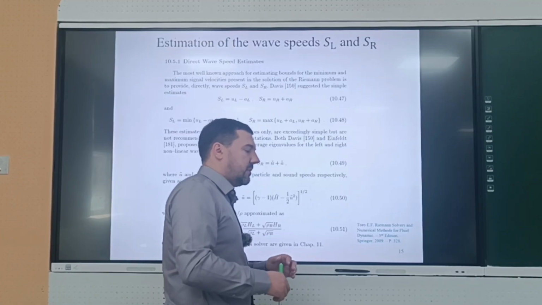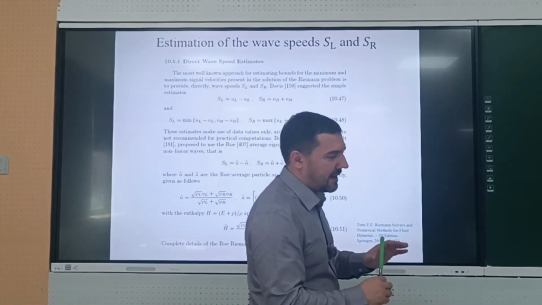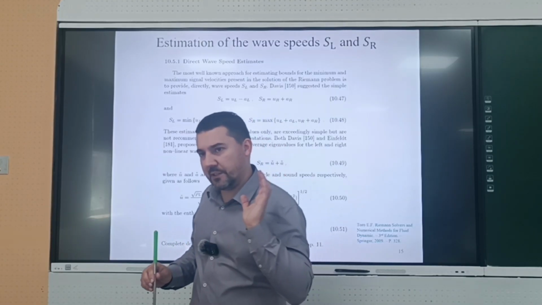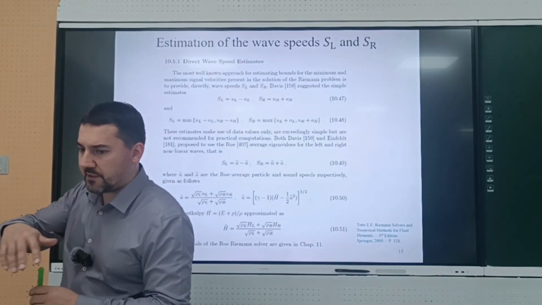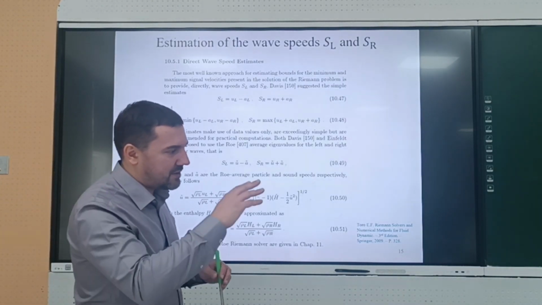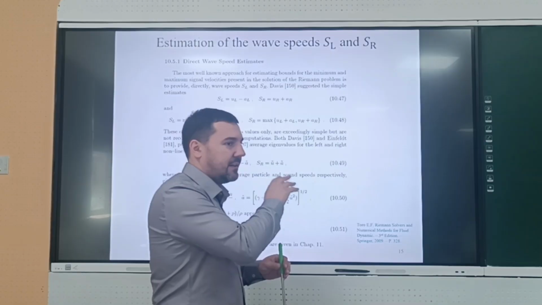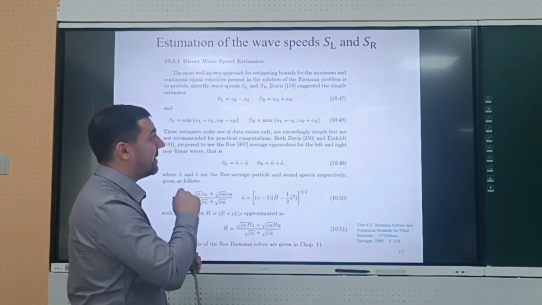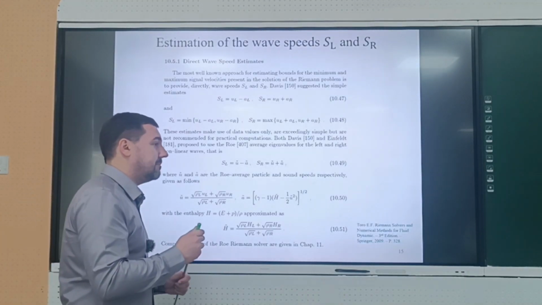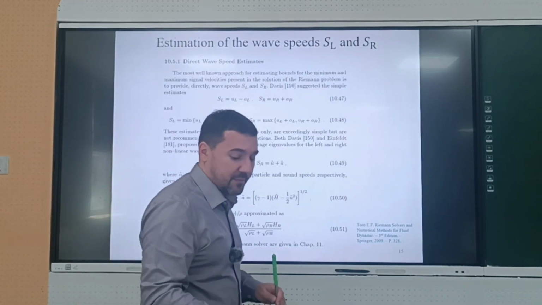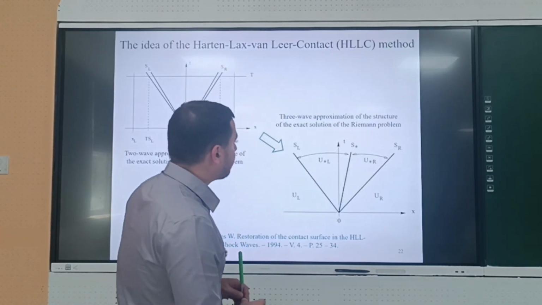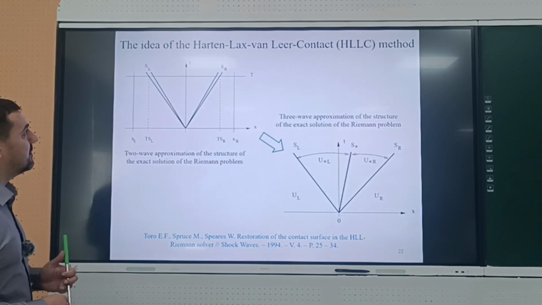And if you need to obtain something, maybe not accurate, but some result, you can use this HLL. You can obtain smeared solutions, maybe with bad resolution of the contact surface, but you will get something. This method is useful for that. But if you want to get a more accurate description, you should use the so-called HLLC method.